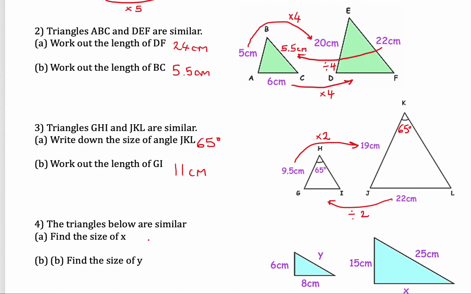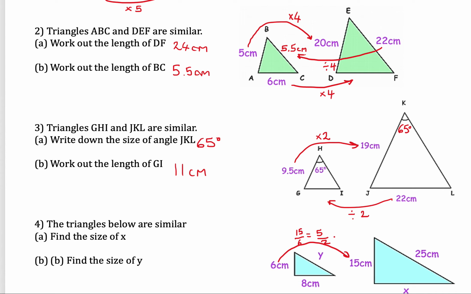okay, so squeeze it on. Find the size of X. So, right, here's my corresponding sides. Now, this one not so obvious. So to work out the scale factor, I would do 15, divide it by 6, and that will give me 2.5, or I can just cancel down the fraction. I can divide both of these by 3, and that would give me 5 over 2.